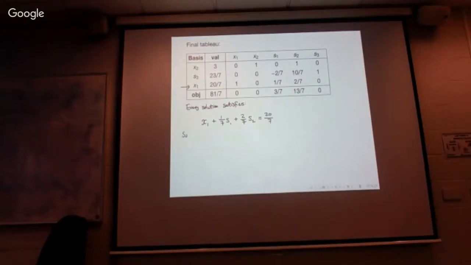And so it also satisfies this, doesn't it? x1 plus 1/7 s1 plus 2/7 s2 is less than or equal to 20/7. Do you agree? Well, it's equal, so it certainly is less than or equal to. So this is a valid inequality.